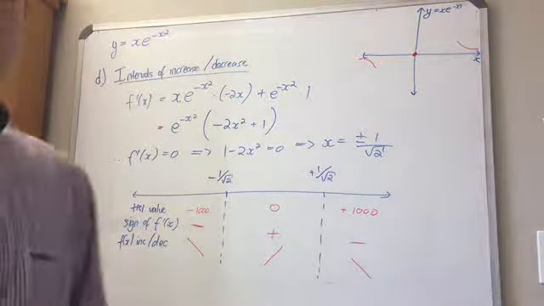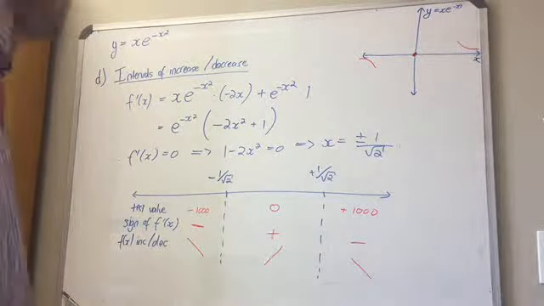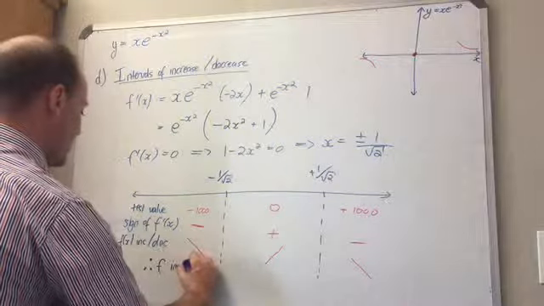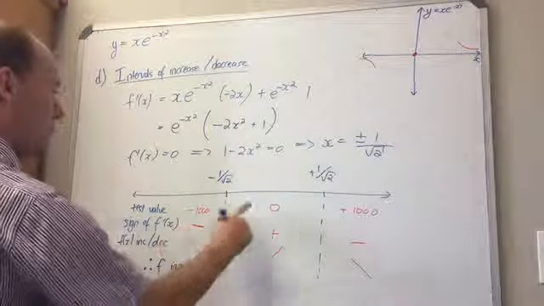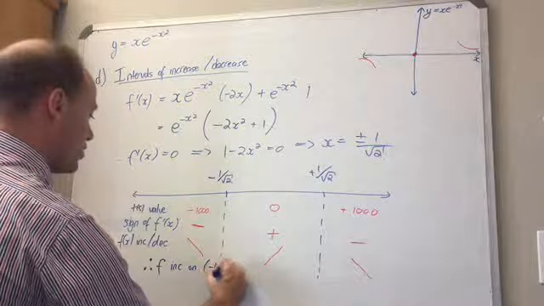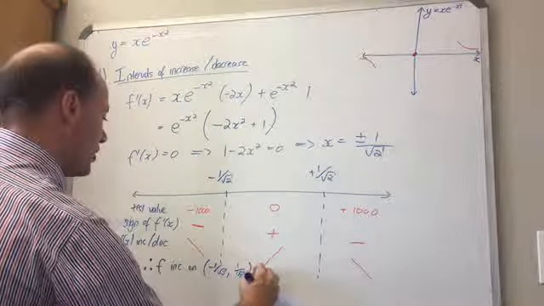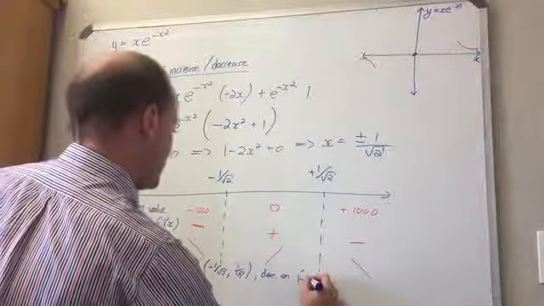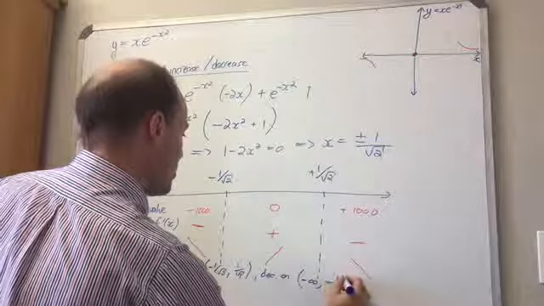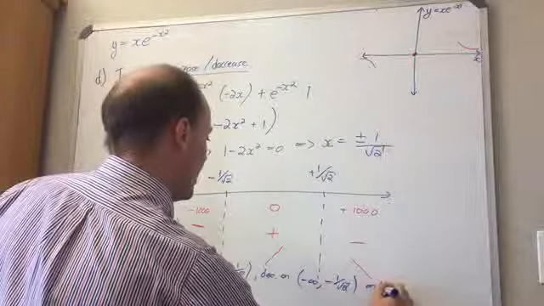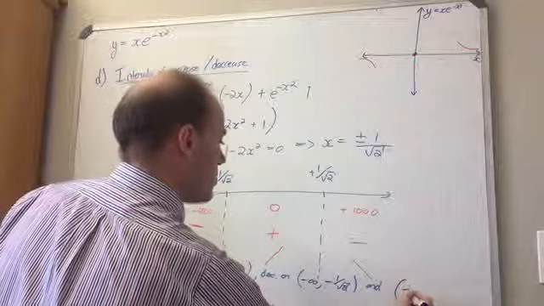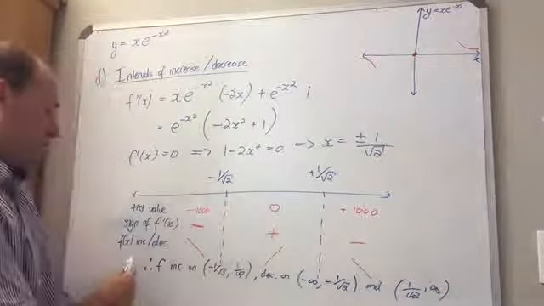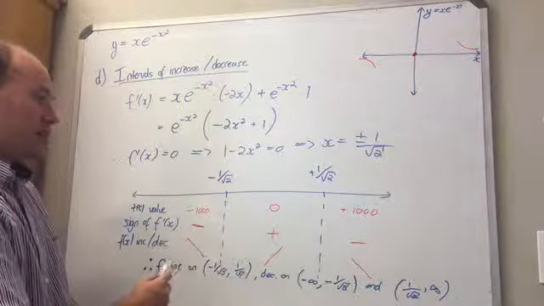So we conclude that f is increasing on minus 1 over root 2 to 1 over root 2, and it's decreasing on these two intervals here: minus infinity up to minus 1 over root 2, and this interval here, 1 over root 2 up to infinity. You can't just draw the table, you must write it out.